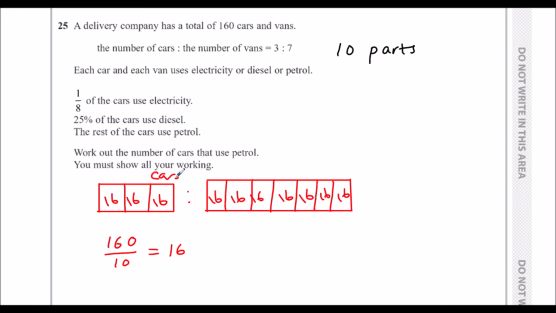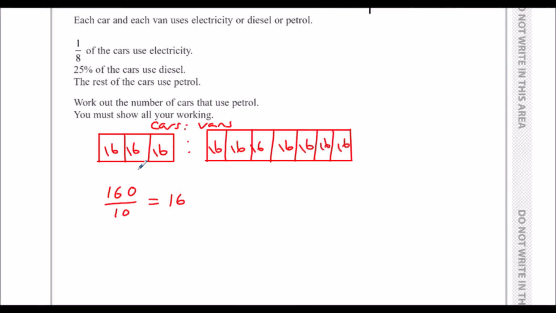So this is cars to vans. So how many cars are there? There are 3 16s. So 3 10s are 30. 3 6s are 18. 30 and 18 make 48. So that means there are 48 cars. And the rest are vans. So 160 in total. Take away 48 is 112. 48 cars, 112 vans. Each car and van uses electricity or diesel or petrol.